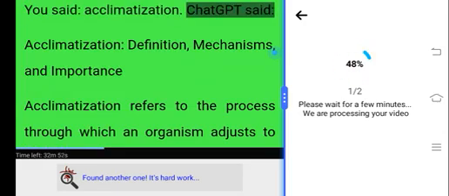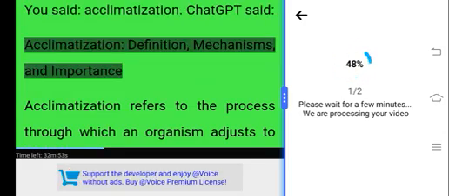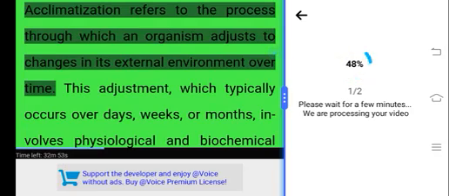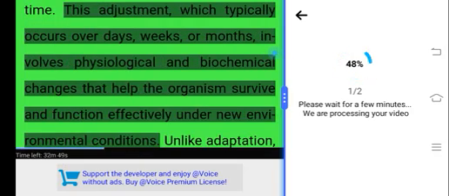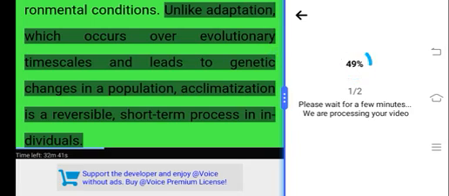Acclimatization: definition, mechanisms, and importance. Acclimatization refers to the process through which an organism adjusts to changes in its external environment over time. This adjustment, which typically occurs over days, weeks, or months, involves physiological and biochemical changes that help the organism survive and function effectively under new environmental conditions. Unlike adaptation, which occurs over evolutionary timescales and leads to genetic changes in a population, acclimatization is a reversible, short-term process in individuals.